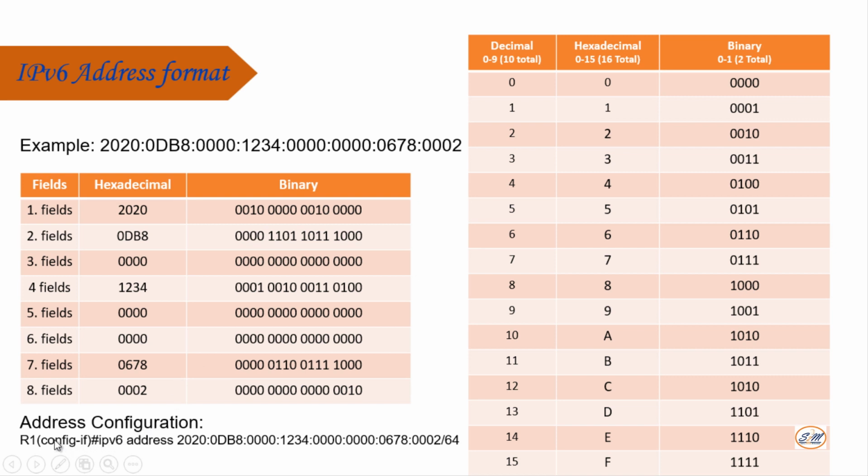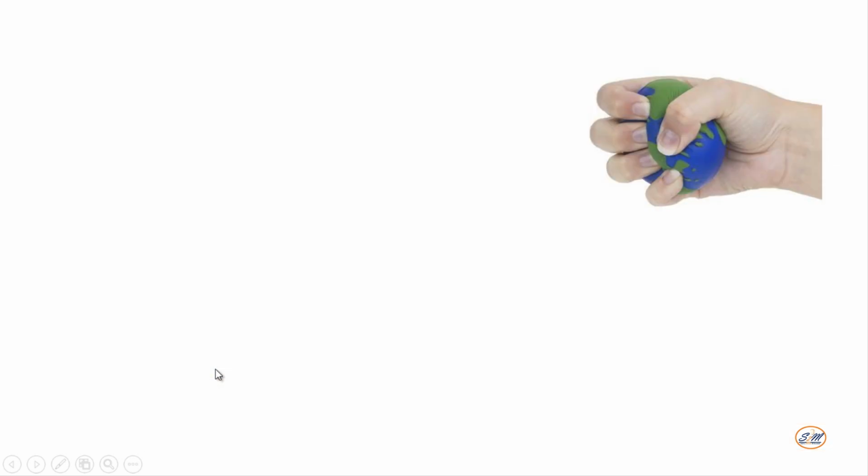Address configuration. R1 config -F. When you configure IPv6 on any interface, you have to type ipv6 address. If you type just IP, the machine will treat it as IP version 4, because IP version 4 is pre-configured on computers, machines, and interfaces. They just recognize it as IP version 4. So if you assign an IP version 6 address, you have to type ipv6.